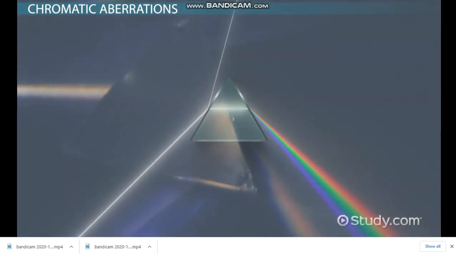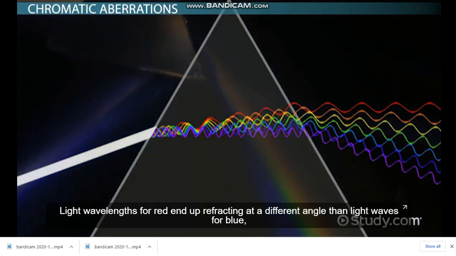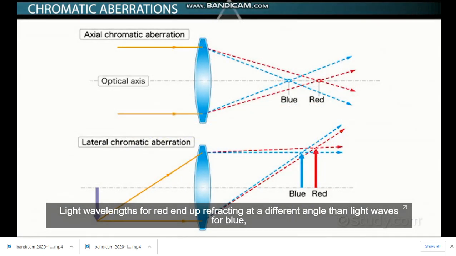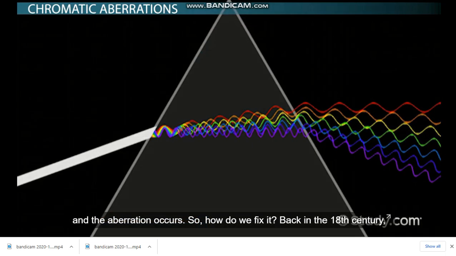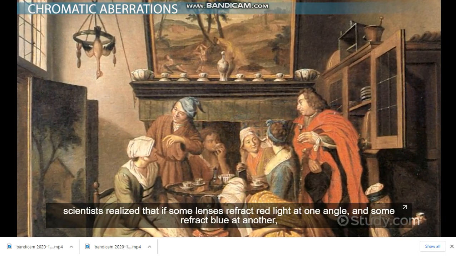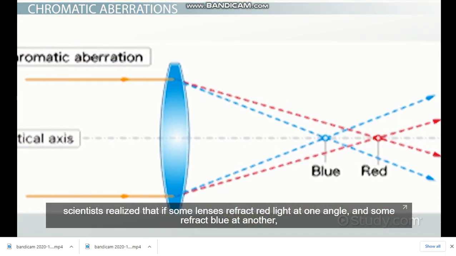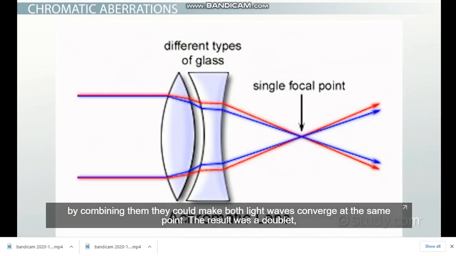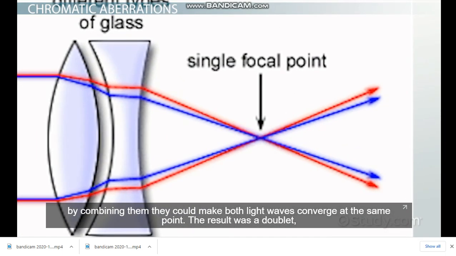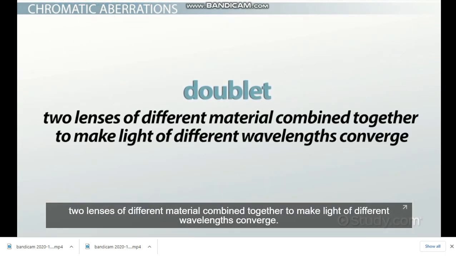Instead of converging, the light disperses as light waves of various lengths refract differently. Light wavelengths for red end up refracting at a different angle than light waves for blue, and the aberration occurs. So how do we fix it? Back in the 18th century, scientists realized that if some lenses refract red light at one angle, and some refract blue at another, by combining them, they could make both light waves converge at the same point. The result was a doublet, two lenses of different material combined together to make light of different wavelengths converge.